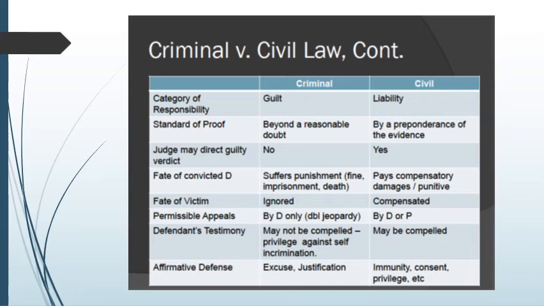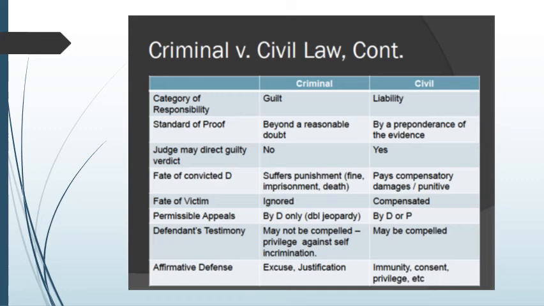The judge in a criminal court cannot direct a guilty verdict. The judge in a civil court can. The fate of the defendant in a criminal case is punishment, fine, or imprisonment, and in civil court, the fate of the defendant is to pay compensatory damages or punitive damages. Interestingly, even if they're found liable, if they have no money, they can attach future earnings, or they can declare bankruptcy, which can completely relieve them of that responsibility. The fate of the victim in a criminal case is ignored, and the fate of the victim in a civil case is compensated.